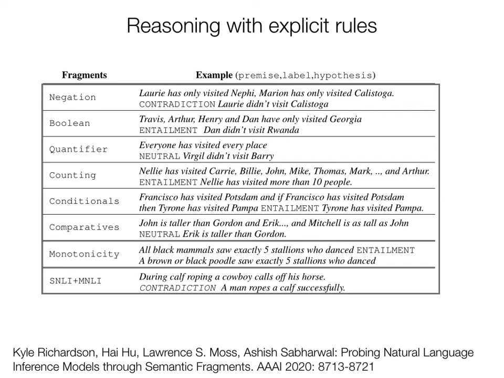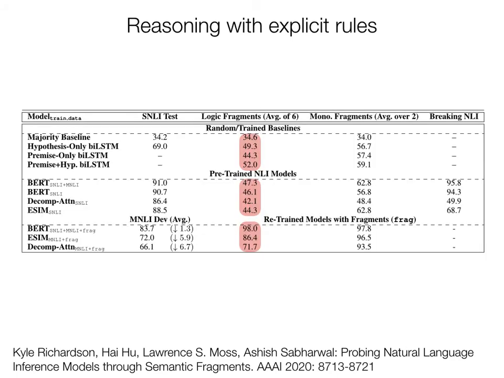These forms of reasoning are shown here. For example, if we look at the fragment that's called Boolean, the first sentence says Travis, Arthur, Henry, and Dan have only visited Georgia. And the second sentence says Dan didn't visit Rwanda. Of course, the second sentence is a logical consequence of the first sentence, so the model should predict entailment. If you look at the results in this table, they're organized in 3 blocks.